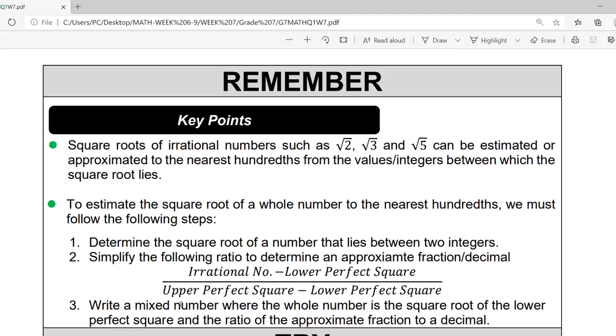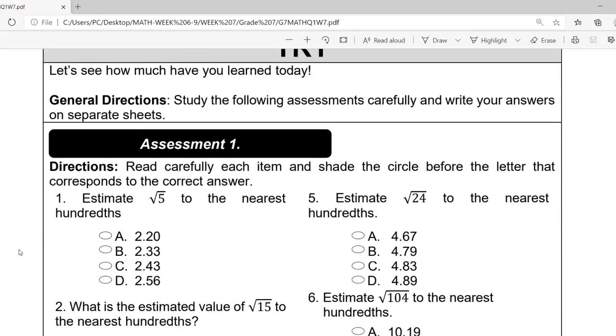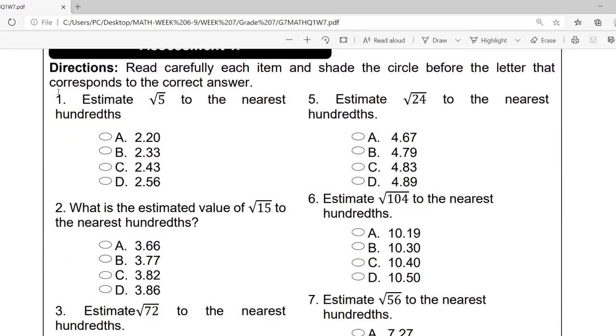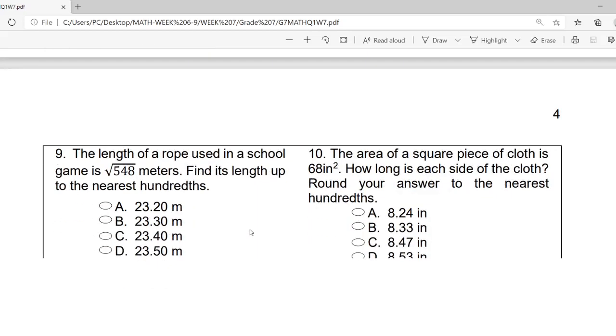Then write the mixed number where the whole number is the square root of the lower perfect square and the ratio of the approximate fraction to a decimal. So that's it. You just follow. Okay, so just answer this by shading the letters of the correct answer here.